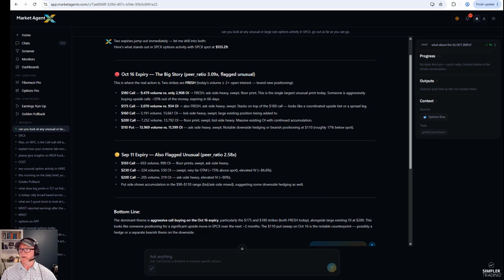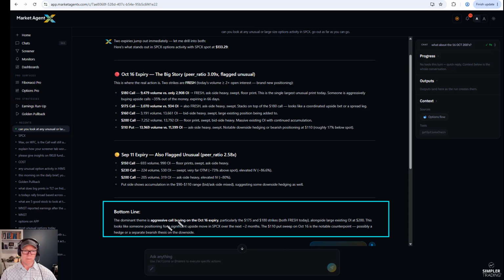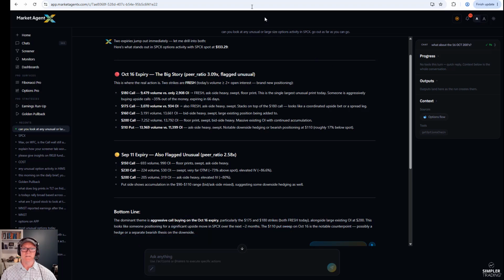But here's what we're going to look at. The summary, the bottom line, and all this takes about 10 seconds to do. So cool. The bottom line: the dominant theme is aggressive call buying in the October 16 175 and 180s, fresh today, alongside large existing open interest at 200. We're going to look at that. Someone positioning here is important: a significant upside move in SpaceX over the next month or two. We'll look at the 110 puts. I believe that's possibly a risk reversal or something. I'll show you what that means here in a second.